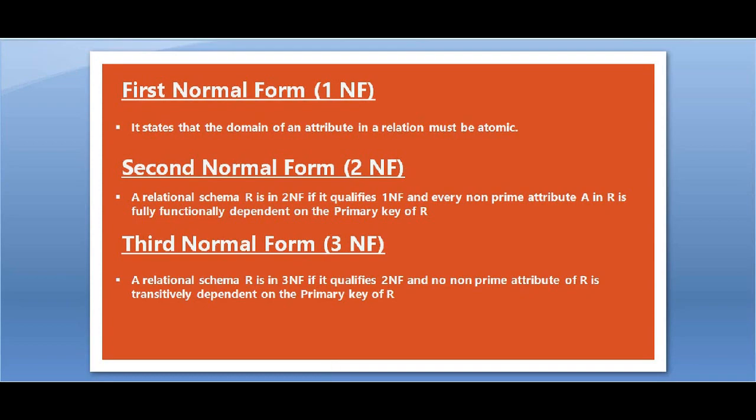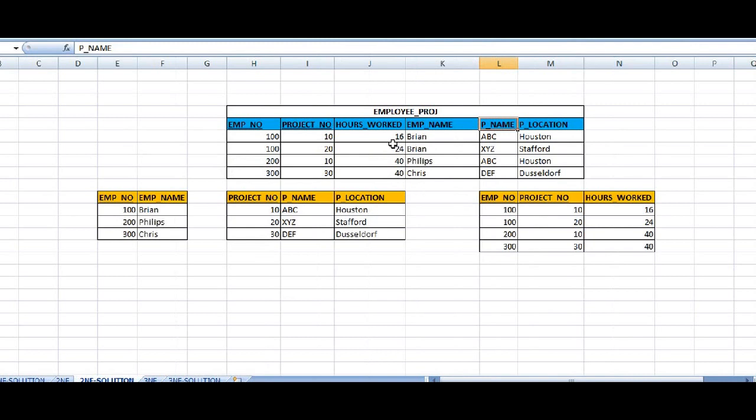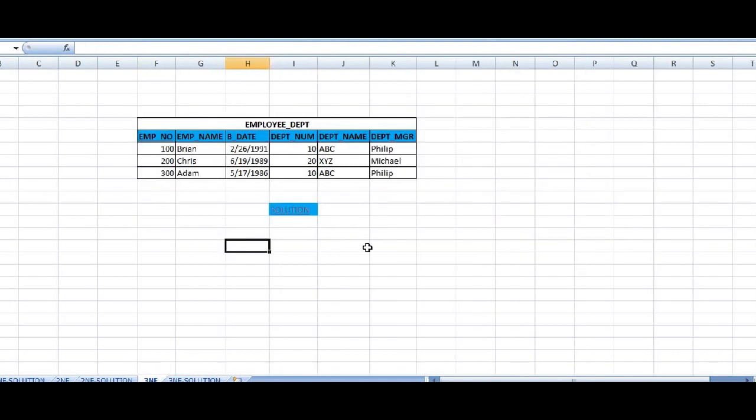Now transitive dependency means it's a classification of dependency, you can say. The dependency that we have just seen here, like hours worked or the employee name, is dependent on project number, like project location and project name is dependent on project number. So transitive dependency is a kind of dependency. Now how? Let us understand with an example here.